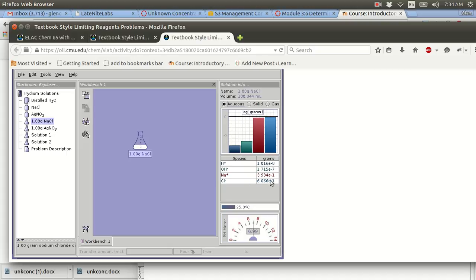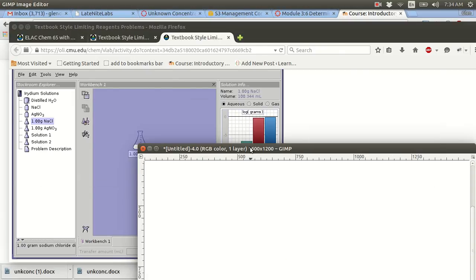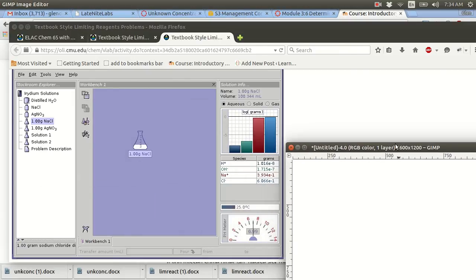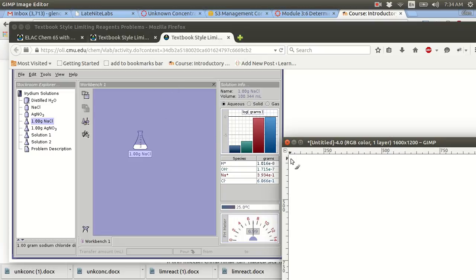Now notice these numbers. They have E's by them. What do those mean? Let me show you. (1.016 E minus 8). What does that mean? Well, that means 1.016 times 10 to the minus 8 grams. E minus 8 just means 10 to the minus 8. Okay? What does that mean? I think you know.